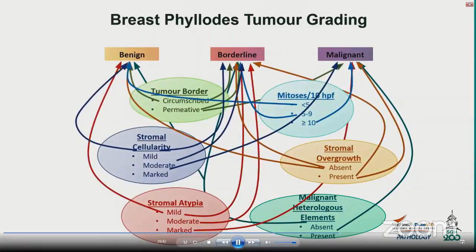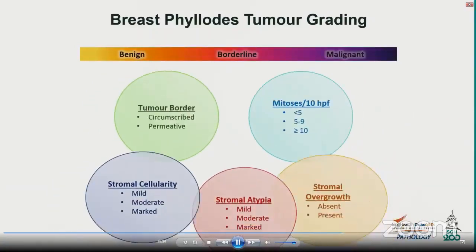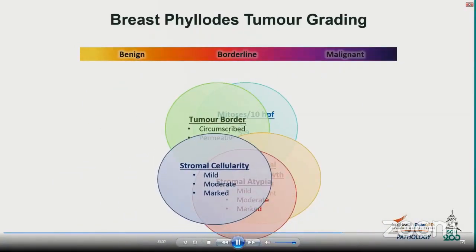So essentially, we are trying to dichotomously grade borderline, benign, and malignant tumors using multiple parameters that are very complex, and this is because there are many overlapping characteristics in the three different tumor grades which actually exist on a continuum.